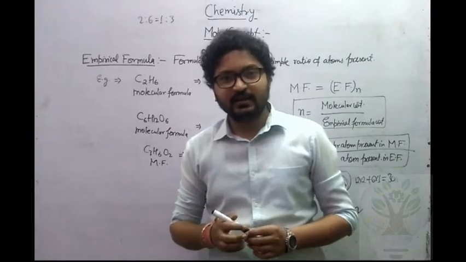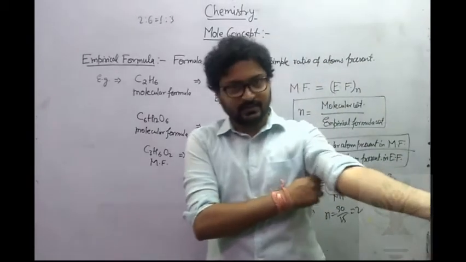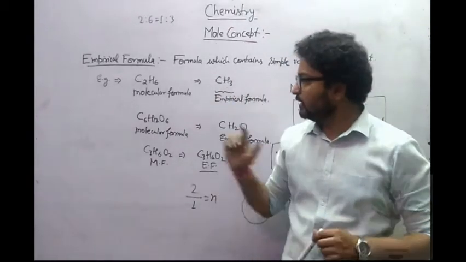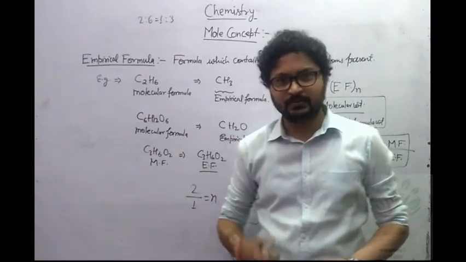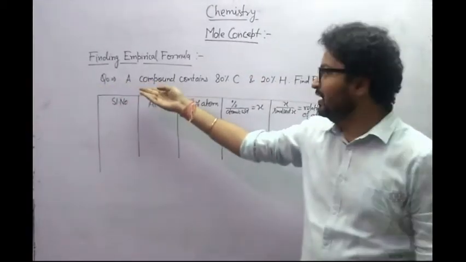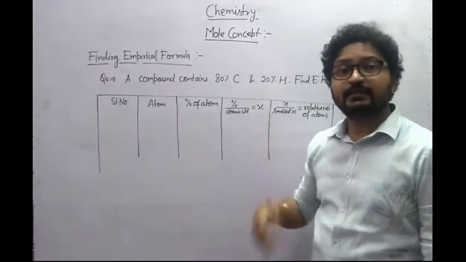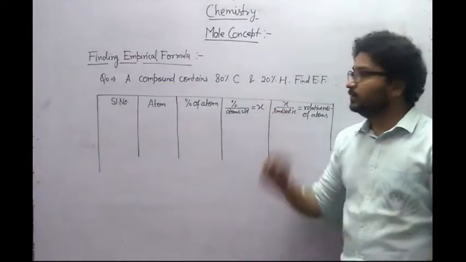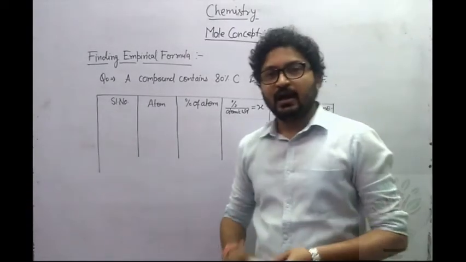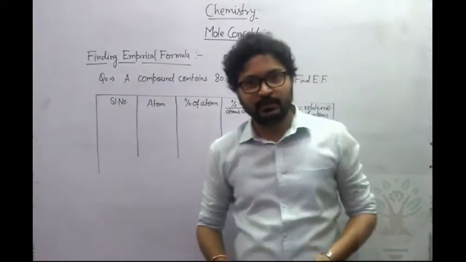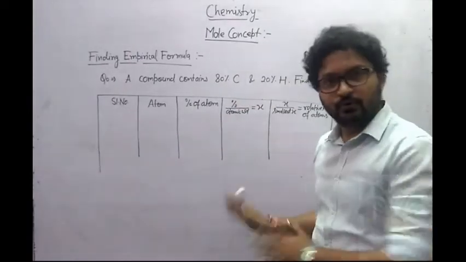You have studied empirical formula in class 9th or class 10th. So let's revise it once and try to solve some basic problems. Let's take a small question. It says a compound contains 80% carbon and 20% hydrogen. Find the empirical formula.